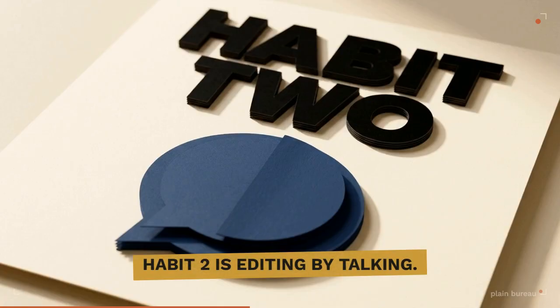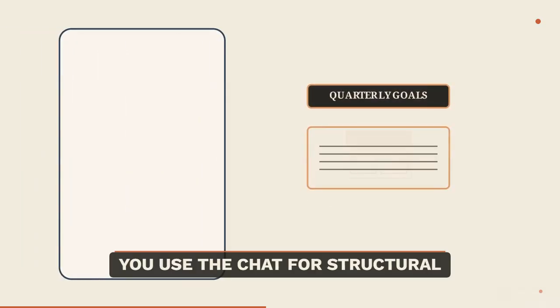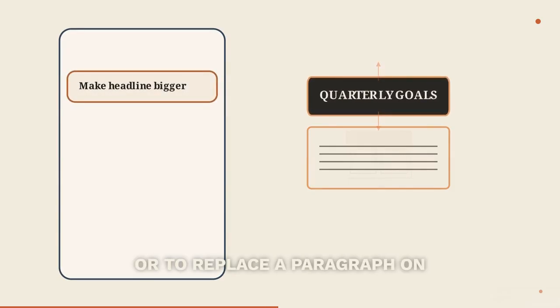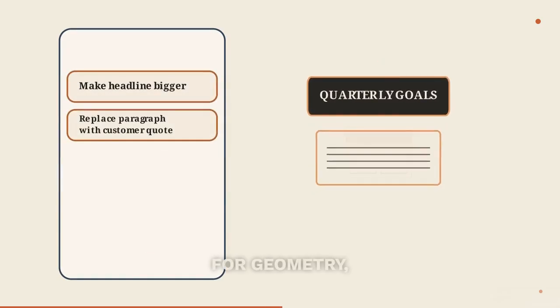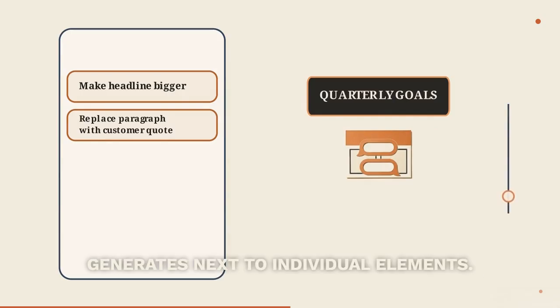Habit 2 is editing by talking. You refine the first version through a natural conversation, making one specific change at a time. You use the chat for structural commands. You can tell Claude to make a headline bigger, or to replace a paragraph on slide 4 with a customer quote. For geometry, you use the adjustment sliders Claude generates next to individual elements.